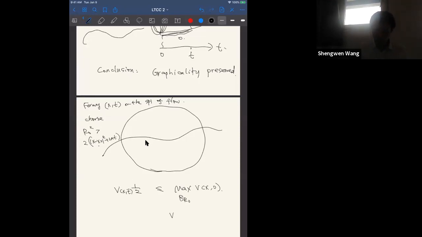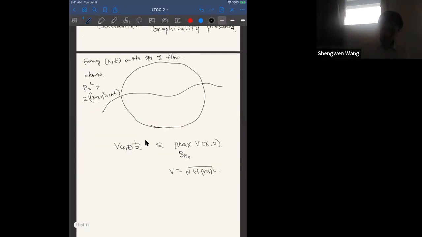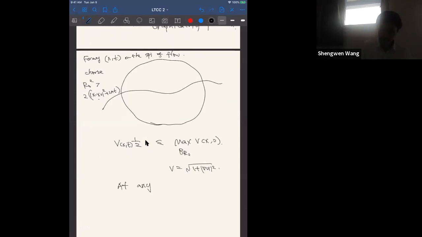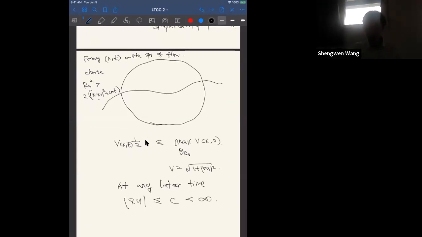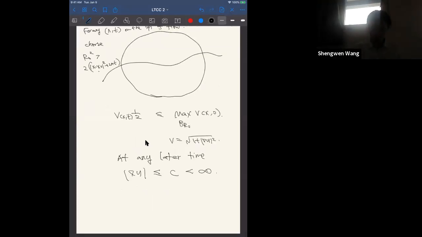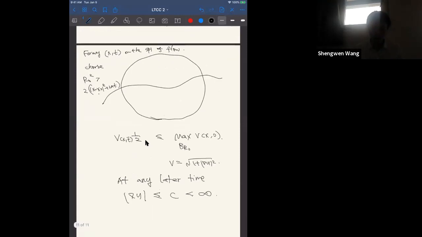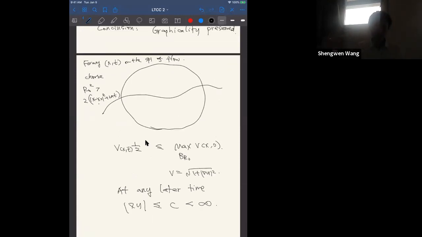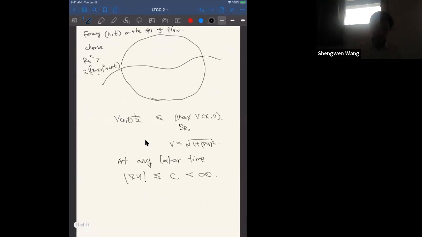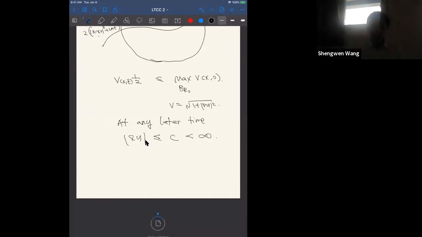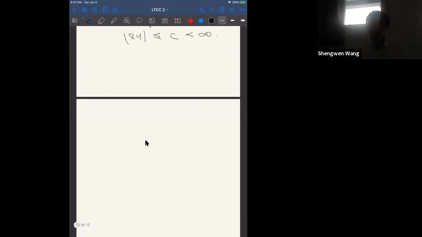And recall that this v is 1 plus grad u squared. So you have at any later time, grad u is also less than some finite constant, less than infinity, by choosing large enough r naught. So for any later time, you can compare with the initial time by choosing a large enough r naught. And that gives you at any later time, the gradient is also less than infinity. Okay.